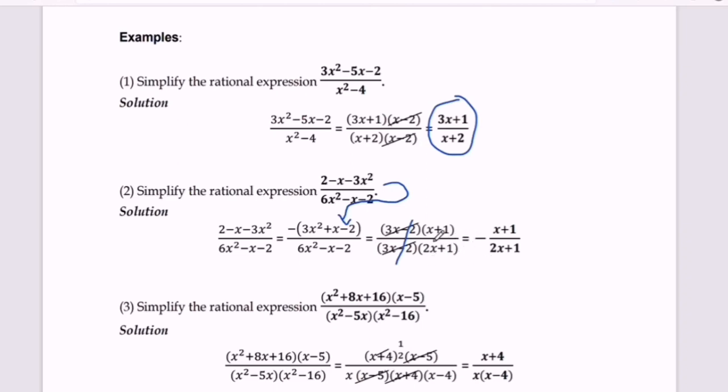And then don't forget the sign. We have a negative sign here, so don't forget the sign. So like this, our answer would be negative x plus 1 divided by 2x plus 1.